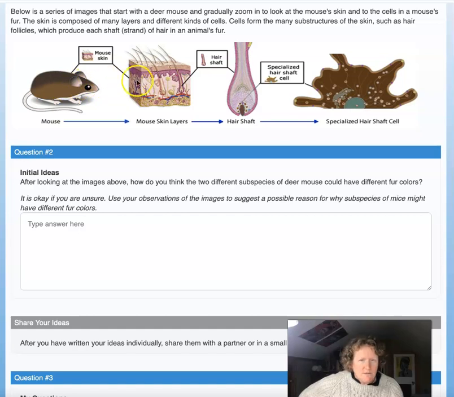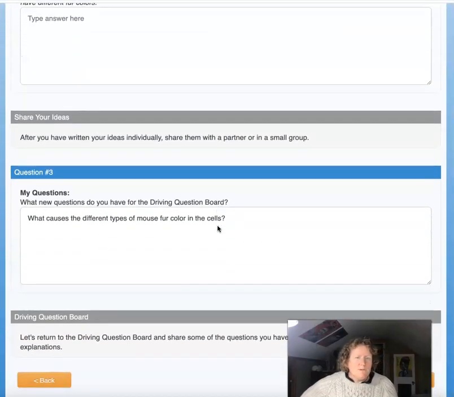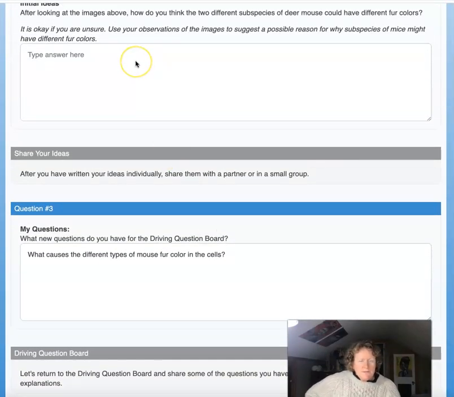So here's mouse skin. Here's a close-up of the skin. You can see that each hair grows out of a shaft. At the bottom of that hair shaft, if we zoom in on that hair shaft, there are some specialized hair shaft cells that have a color to them. They have pigment in them. And we can look at those. We're going to look at those cells up close. So now is the time to write down those ideas. They don't have to be correct. It's just your opportunity to do some thinking about what might cause those cells to be darker or lighter.